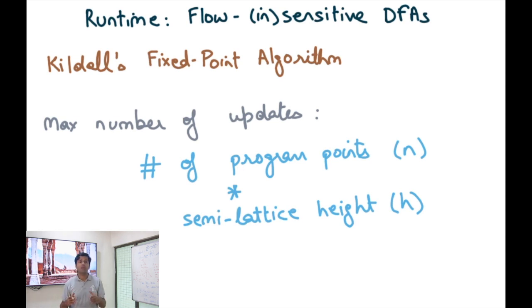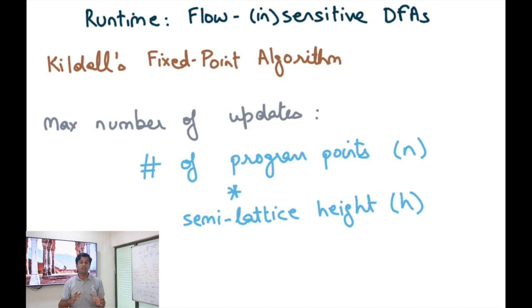So the maximum number of updates that can happen in a flow-sensitive DFA is the number of program points times the semilattice height. Now, for a flow-insensitive DFA, there is only a single global value, and for any update, it can only go one step down in the semilattice height. So you may be tempted to think that the maximum number of updates in a flow-insensitive DFA is only h, the semilattice height.